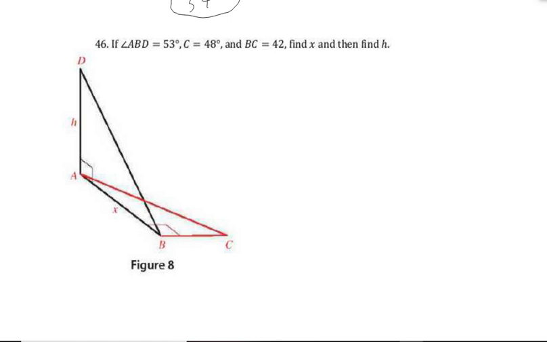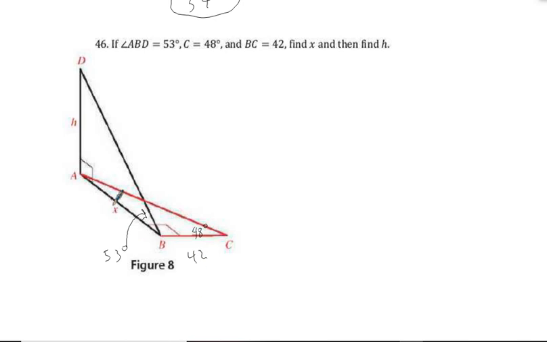You see 2 triangles. You see a black triangle and a red triangle down here on its side. The angle ABD, that's this angle in here, is 53 degrees, and they tell you that this angle C is 48 degrees, and that side BC is 42 units.